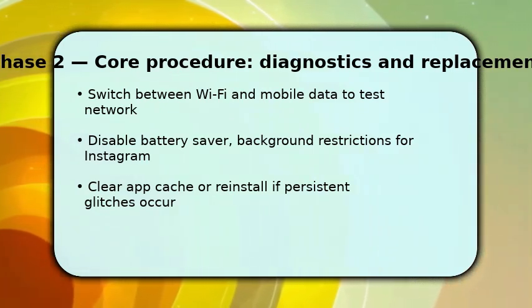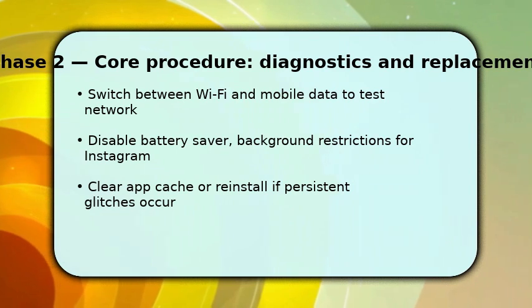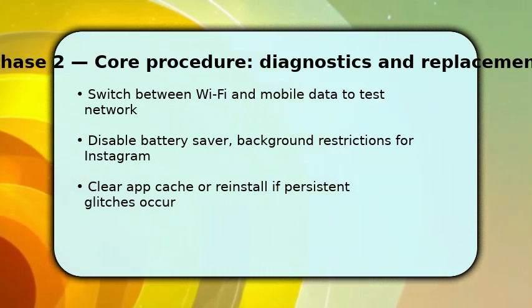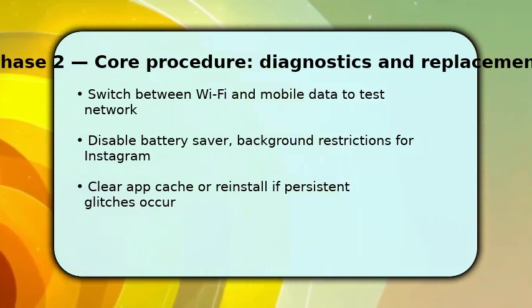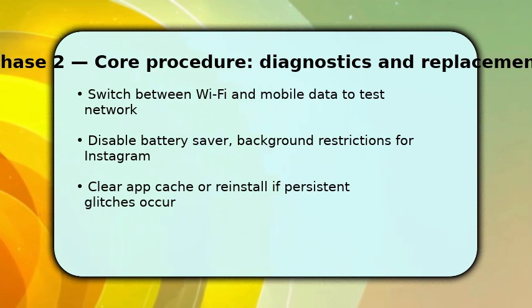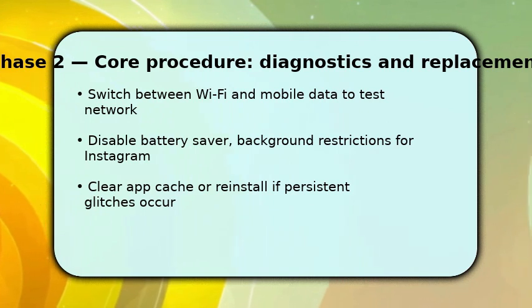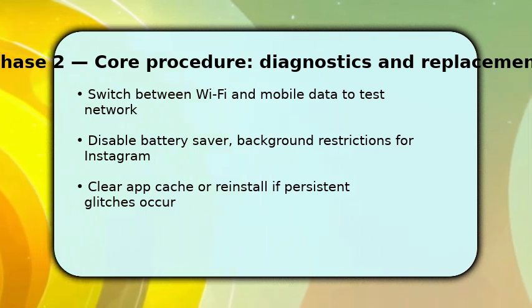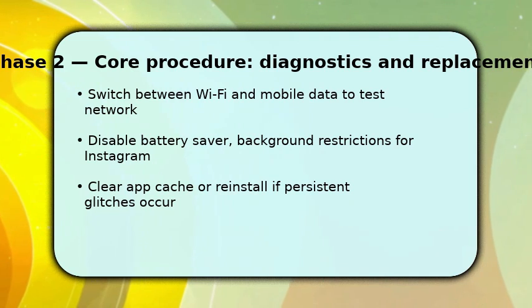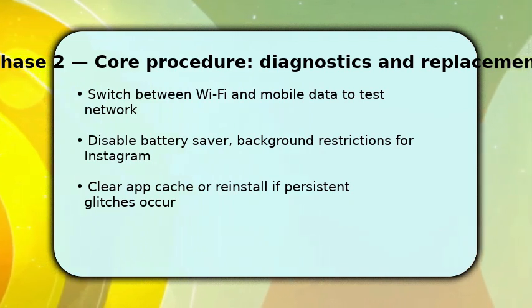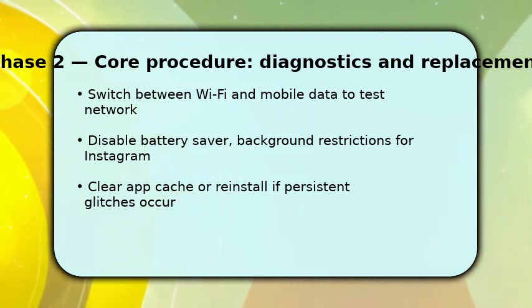Turn off battery saver and remove background data restrictions for Instagram because those often silence call notifications. Test by switching Wi-Fi to mobile data. Network routing can block push notifications. If sound or banners still fail, clear the app cache. This removes corrupted temporary files, or reinstall Instagram to reset internal settings.